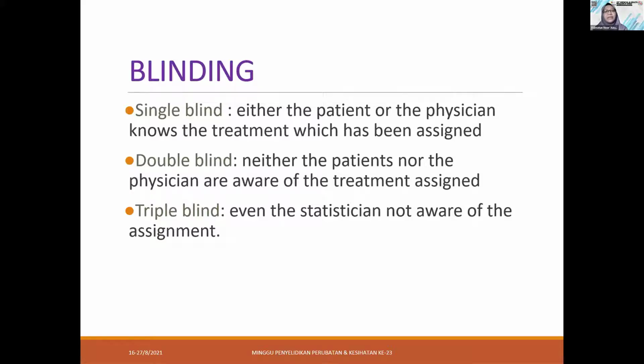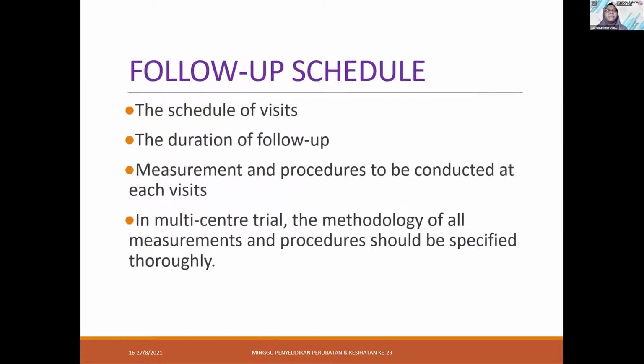Triple blind: even the statistician is not aware of the assignment. Most of the time in a triple blind, only the producer of the item knows the treatment, or the treatment labelled A, B, C, for example. So the patients don't know, the physician doesn't know, and even the statistician who does the analysis doesn't know which group is the treatment group, A, B, or C.